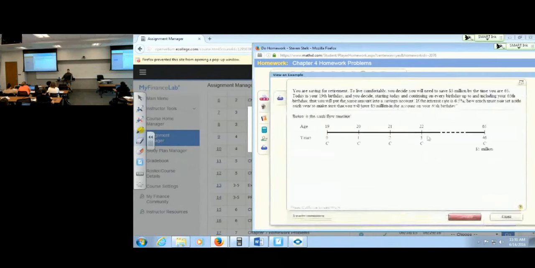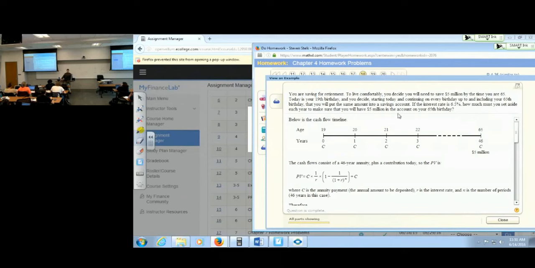Okay, so here's the setup for number 18. It says you're saving for retirement. To live comfortably, you decide you will need to save $5 million by the time you're 65. Today is your 19th birthday, and you decide starting today and continuing on every birthday up to and including your 65th birthday that you put the same amount into a savings account. If the interest rate is 6.5%, how much must you set aside each year? Make sure that you have $5 million on your 65th birthday.